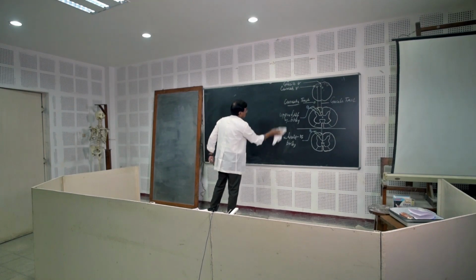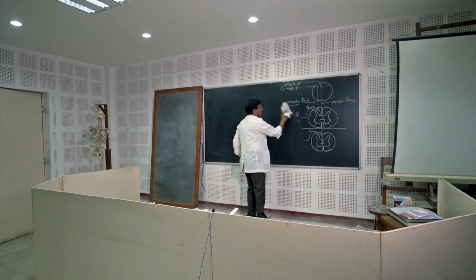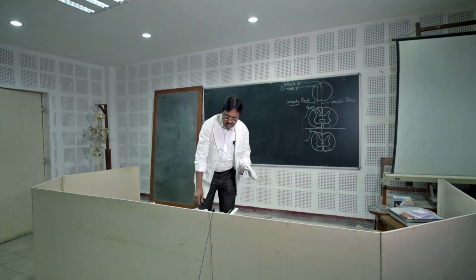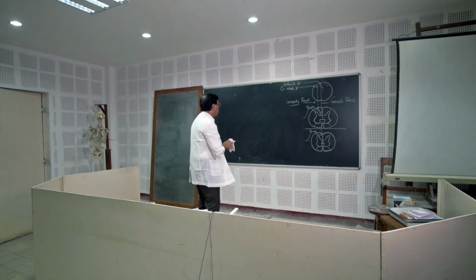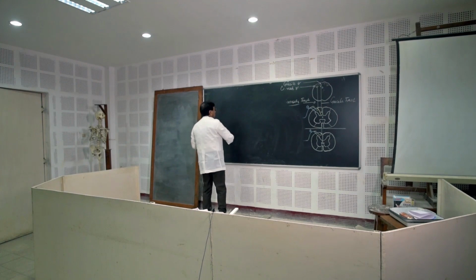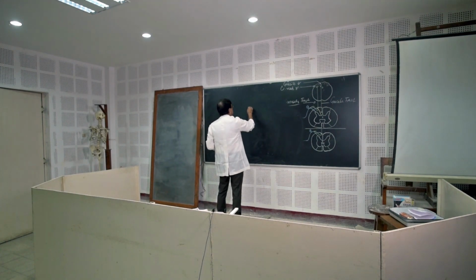Tract to the thalamus. Next is the anterolateral tract. Anterolateral tract, if you see that, for that we will quickly go to the sketch.